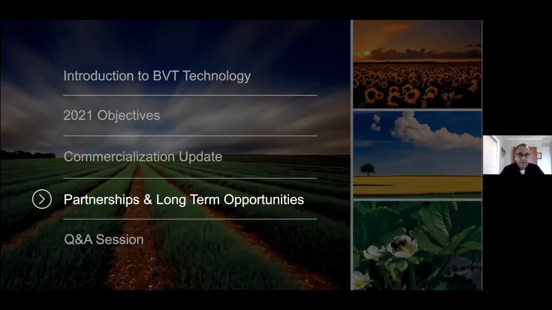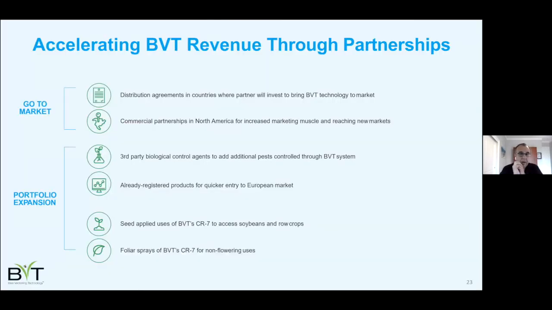Okay, a few comments on partnerships and longer term opportunities. So partnerships are extremely important in agricultural inputs. We are a relatively small team when you compare us against our peers. And we're focused on R&D and development and of course, commercialization to prove the revenue in the US. But ultimately, in order to accelerate revenue and in order for us to expand into other geographies, we are talking to partners. And we have about 12 to 13 different partnering discussions that are going on.